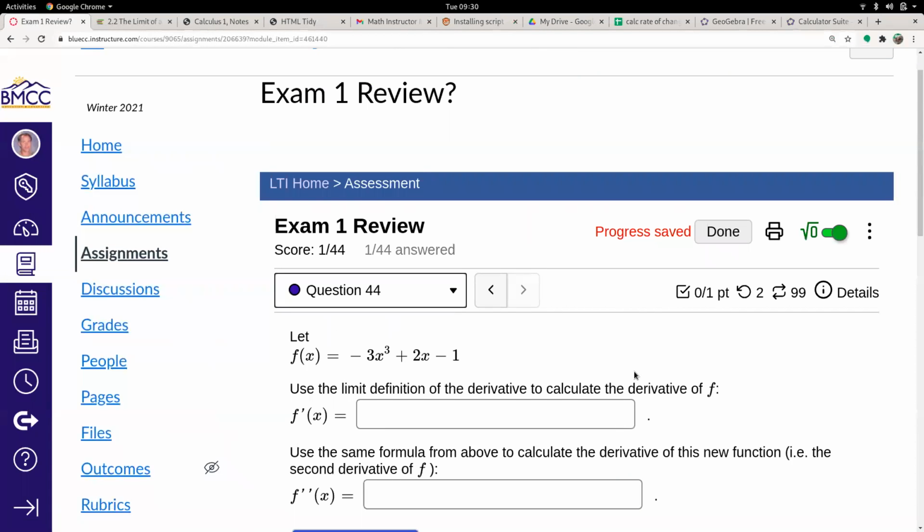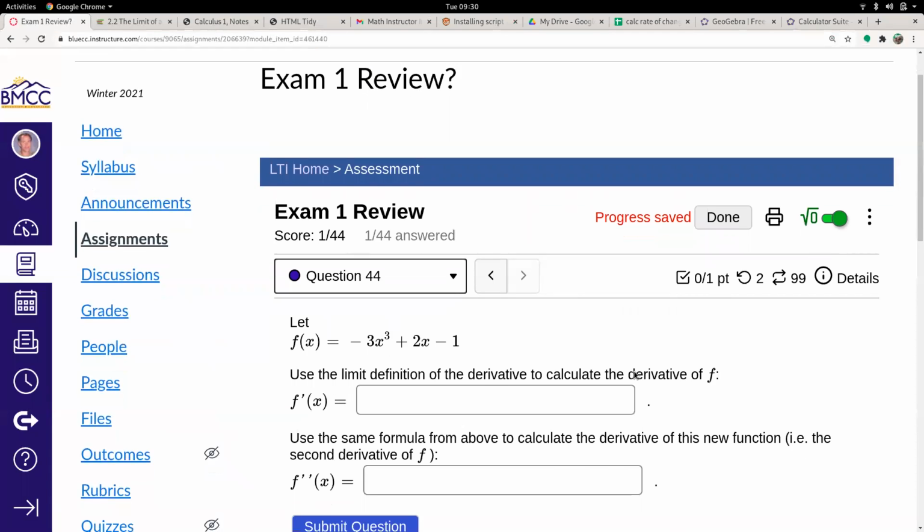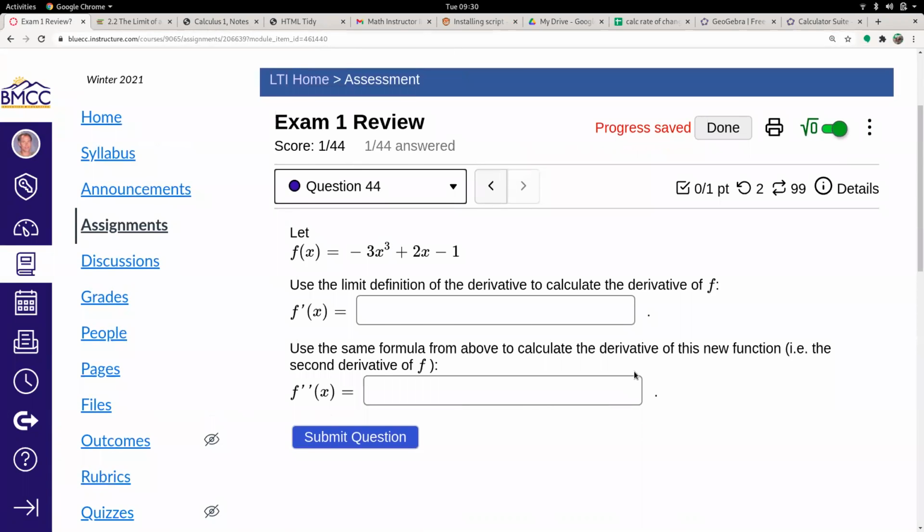You use the limit definition of the derivative to calculate f prime of x and f double prime of x. So a double prime just means take the derivative again. So you take the derivative, see what you get, and then take the derivative again. And we have negative 3x squared plus 2x minus 1.